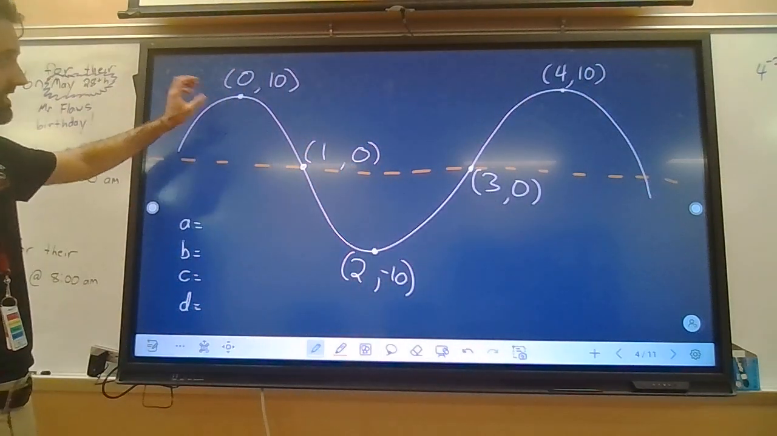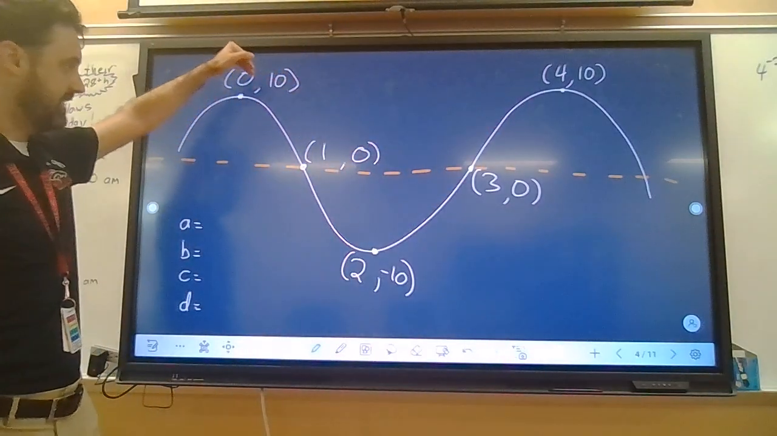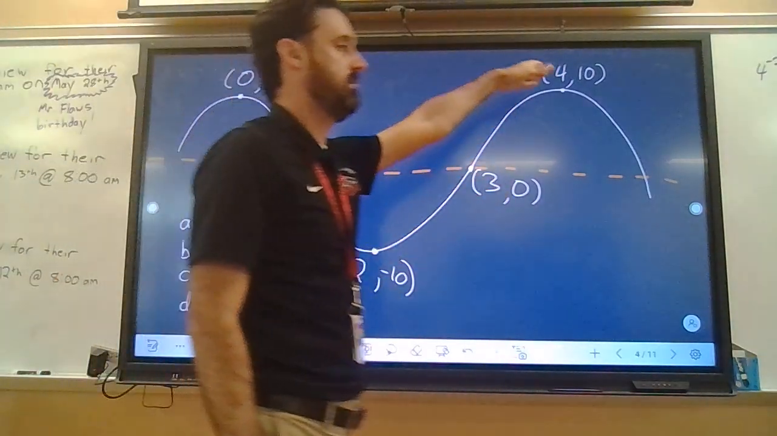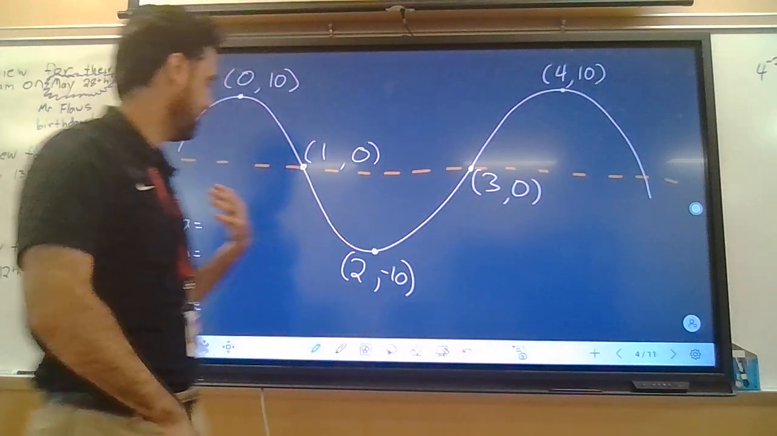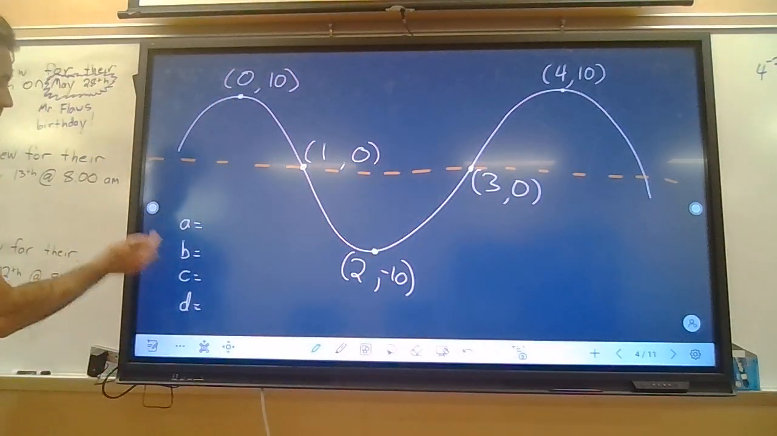Okay, if we can at least get our x's increasing by the same amount, and our y's going down by the same amount, and then up by the same amount, we can get the next points here, which is for A, B, C, and D. All right, so I like to start with D.